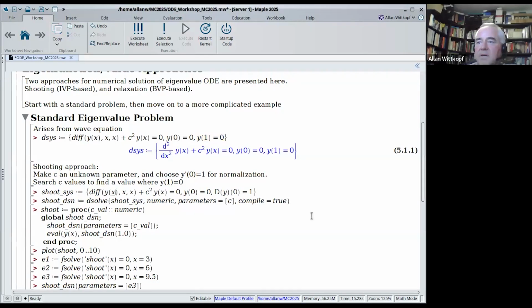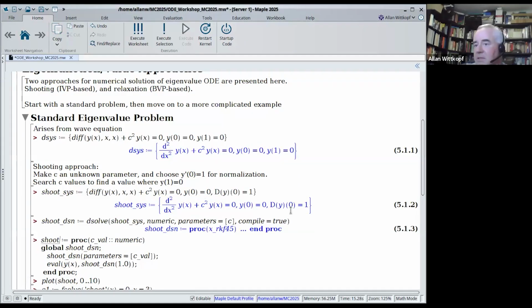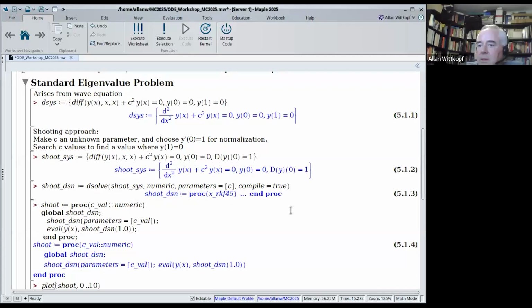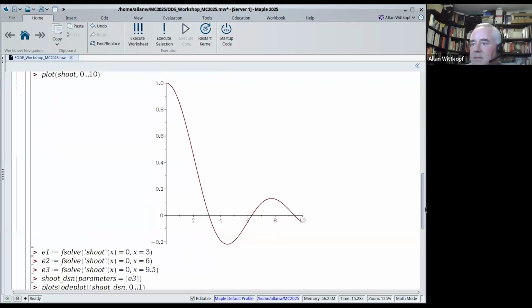Okay, so we define our shooting system as an initial value problem where the parameter C is free and we have 2 initial conditions. So we set this up using dsolve numeric. Again, we form another objective function. Okay, and we can plot the objective function to see, okay, this is C. And we see that we get a 0.